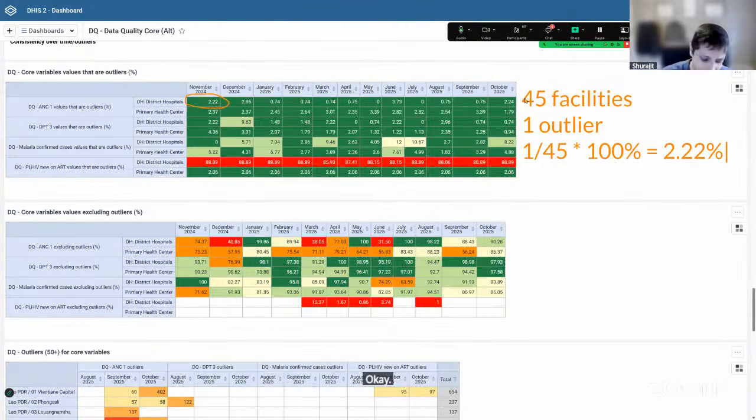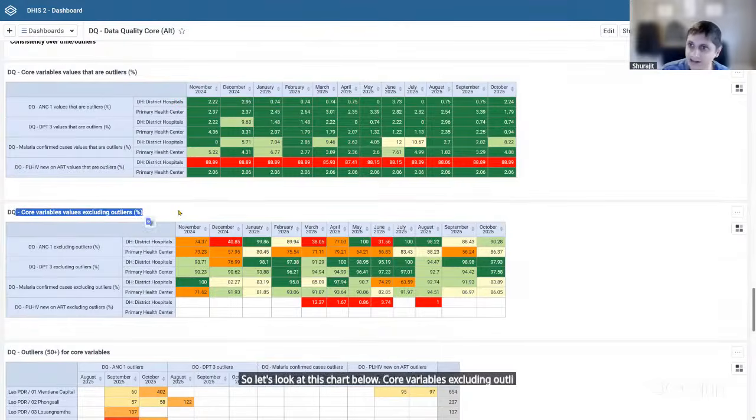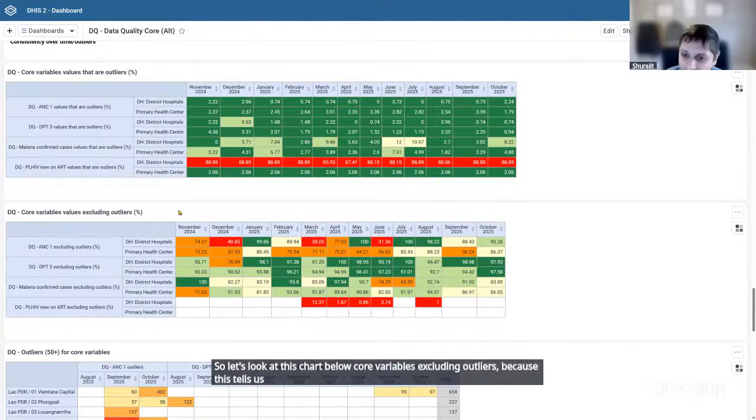Okay. So let's look at this chart below, core variables excluding outliers, because this tells us a little more information about how the outlier is impacting our data.